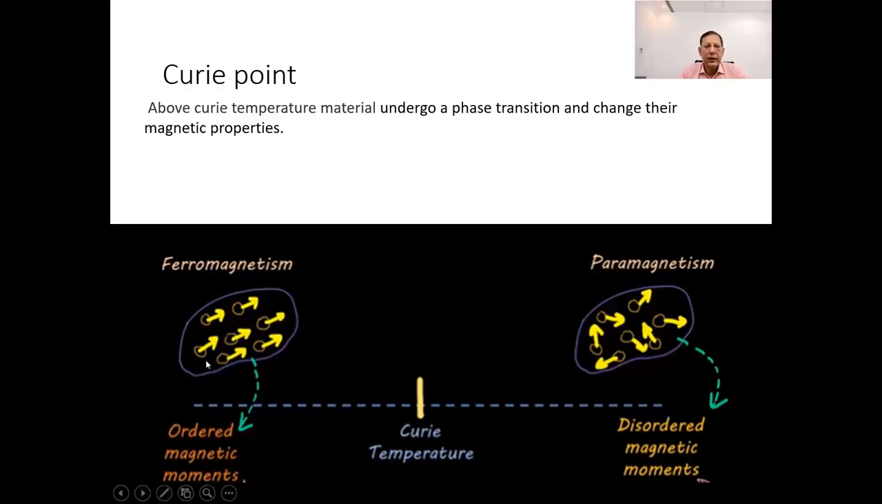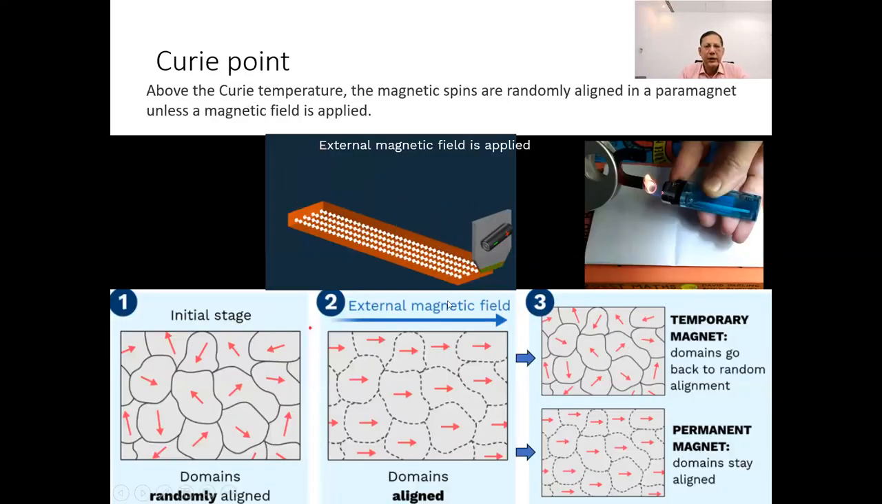So in a ferromagnetic material, all poles that were looking in a particular direction, on increasing the heating temperature above the Curie point or Curie temperature, will be converted into a paramagnetic material. That is, dipoles will be disturbed and change their direction in a disordered pattern. Above the Curie point, a ferromagnetic material loses its ferromagnetism and turns paramagnetic. However, the paramagnetic spins are still randomly aligned in a paramagnet unless an external magnetic field is applied.